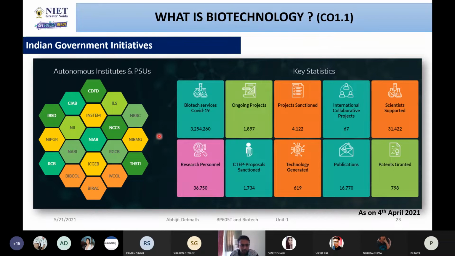So these are government-supported organizations that are actually working in research: NII, IGIB, RCB, and THSTI. These are located in Delhi NCR. Those were some statistics about the present scenario of biotech in India, and how the government is helping and promoting it.